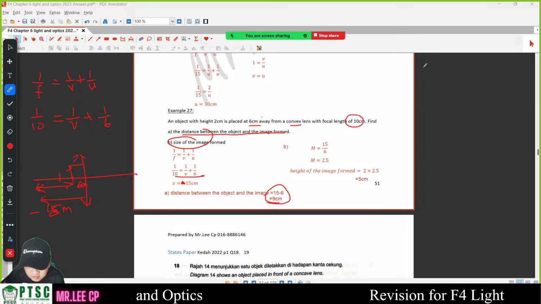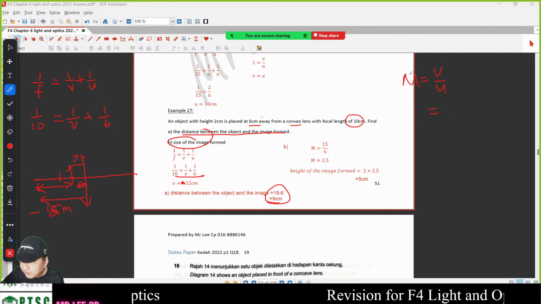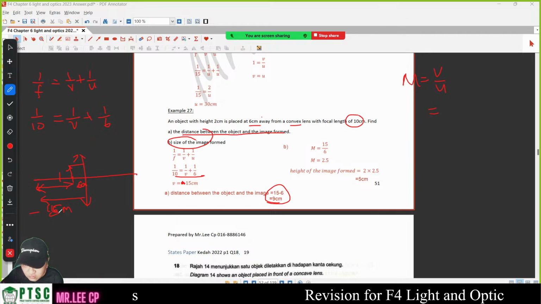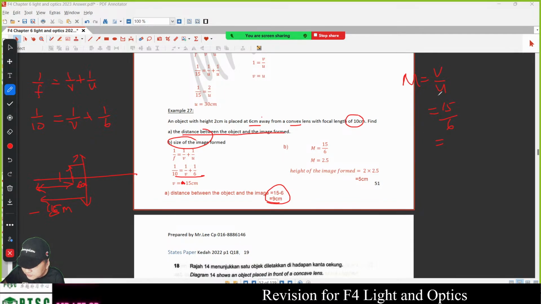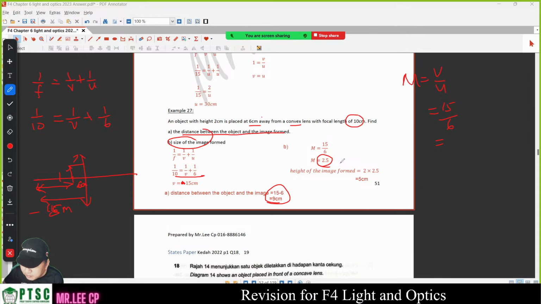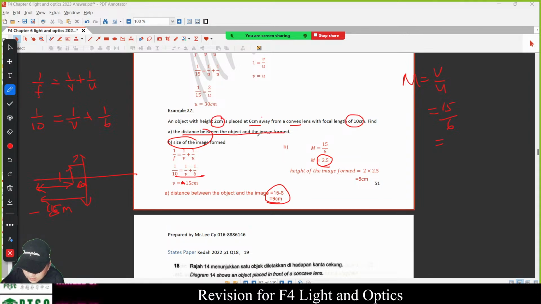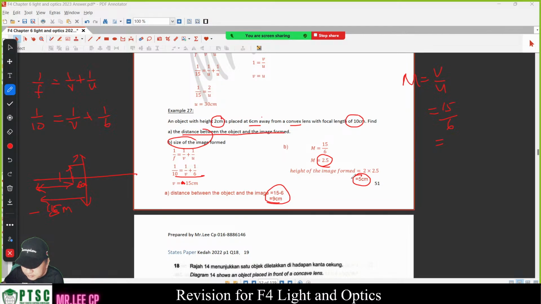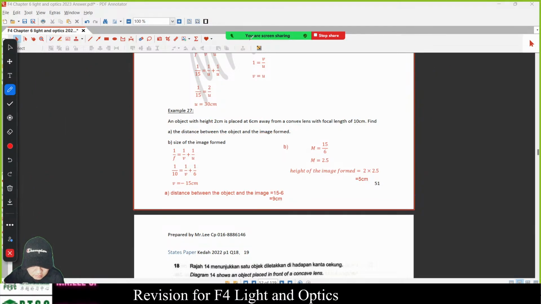Size of the image formed: M is equal to V over U. Magnification is V, which is 15, over U, 6. So you get magnification of 2.5 times. Your height is 2, so 2 times 2.5, you get 5 cm. Okay, this is the calculation.